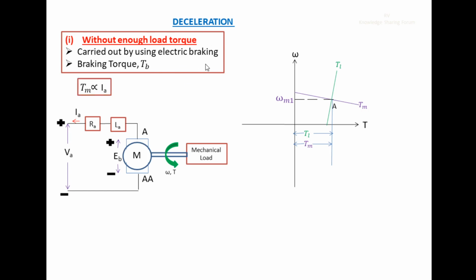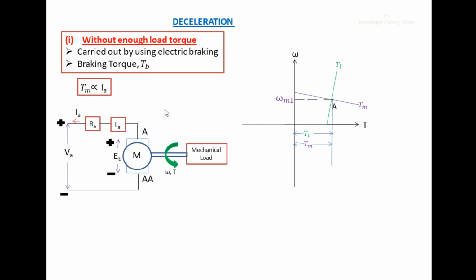Very simple. See here, as we discussed earlier, our motoring torque is proportional to the armature current. And I already said that motoring torque will increase the speed. Similarly, the braking torque will reduce the speed. Braking torque is opposite to that of the motoring torque. Here motoring torque will have a positive sign, whereas braking torque will have a negative sign. So to the positive axis you will have motoring torque, and to the negative axis, that means this side, you will have braking torque. The function of this braking torque is to reduce the speed.